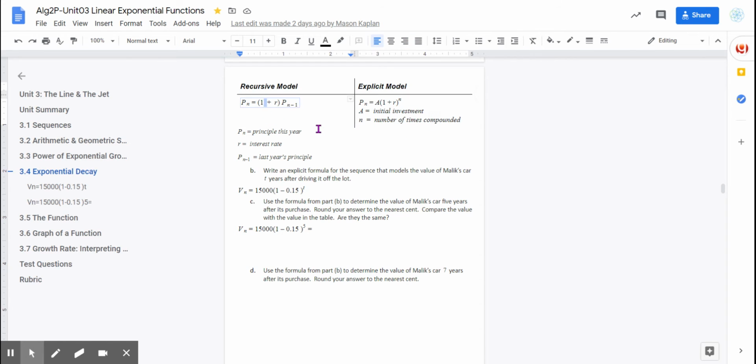The recursive model says that essentially how much your asset is worth, or how much your principal is worth, this year is essentially 1 plus the interest rate, or depreciation rate if you're subtracting, of what it was last year.